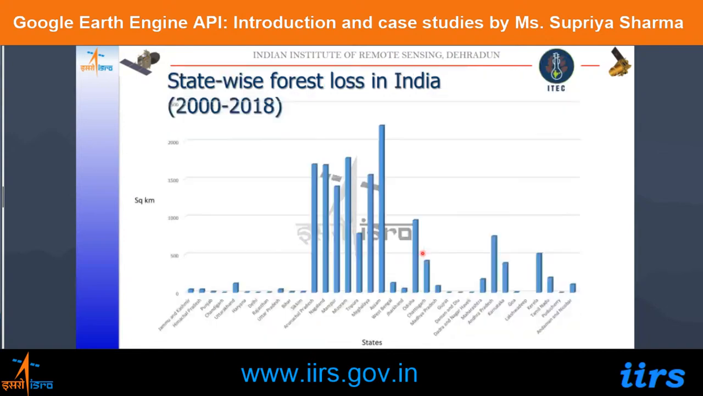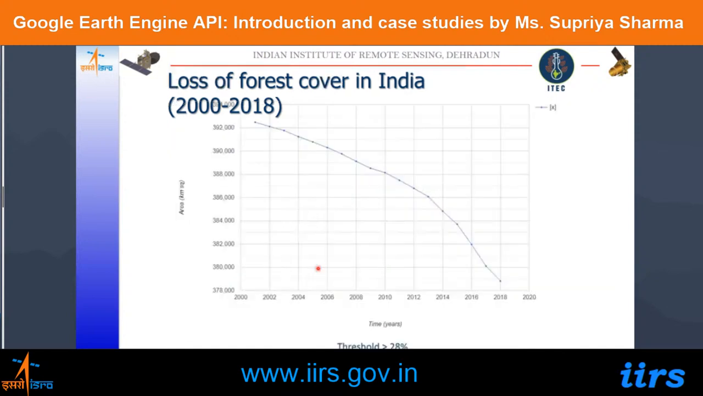So if we compare the forest cover loss by different states, we see that the states of Assam, Mizoram, Nagaland, Arunachal Pradesh have lost a lot of forest. And this is the forest cover in India from the year 2001 to 2018. You can see a steady decline. Also, in which year how much forest cover was lost can be calculated and mapped.